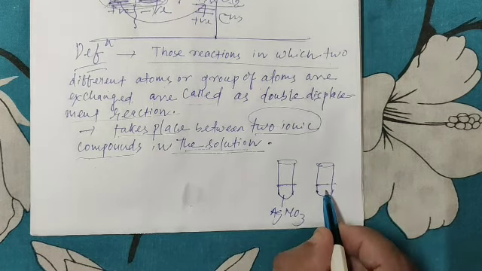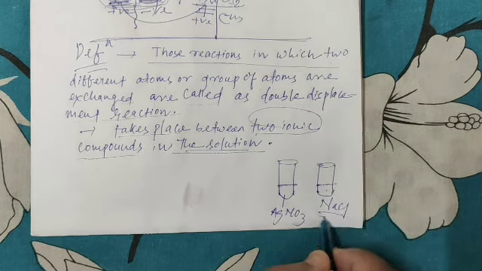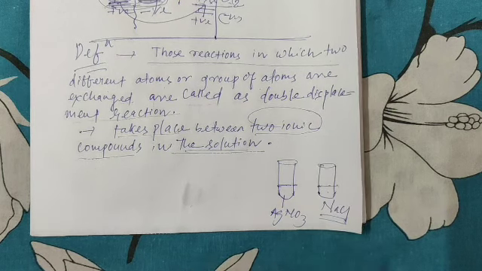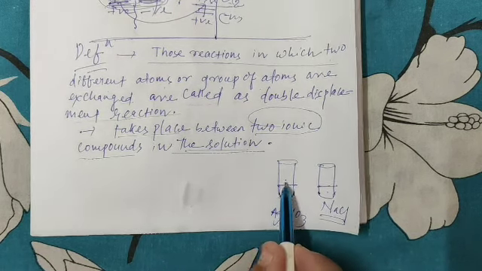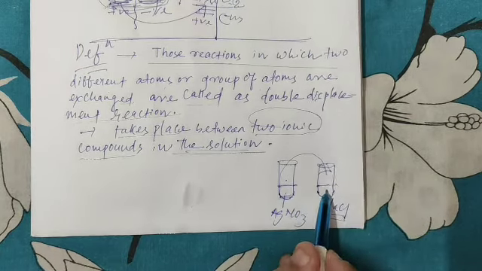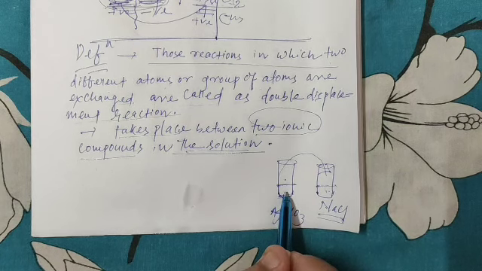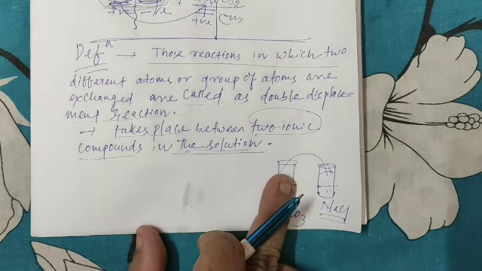And in another test tube I took, suppose, our sodium chloride solution. Suppose I added silver nitrate solution into the sodium chloride solution. Add this to that or that to this, no problem. So the reaction will take place. This is also a double displacement reaction and also a precipitation reaction.